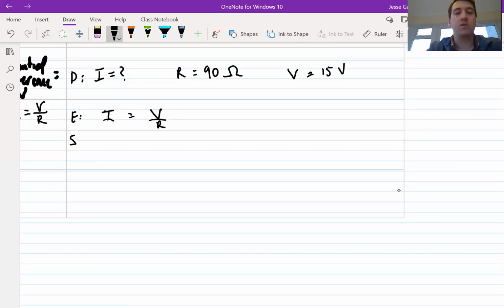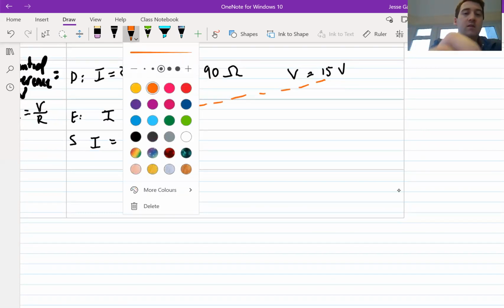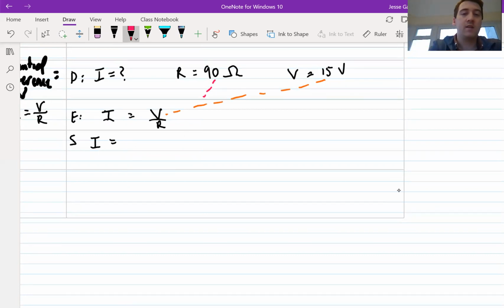The next line is S for substitute. So we're going to substitute in numbers where we have them instead of words. I don't have a number for I, so I'm going to leave it as I equals. Again, you should pause the video and only play it if you have put in the numbers. Okay, so I know that V, 15, goes on top, and 90 goes on the bottom for R. So we put the numbers in instead of the words. We've got 15 divided by 90. And I get my calculator out.